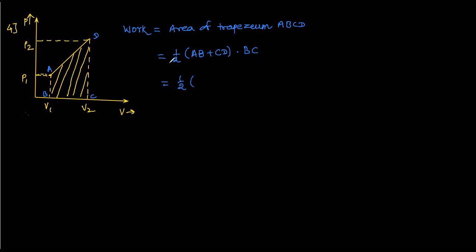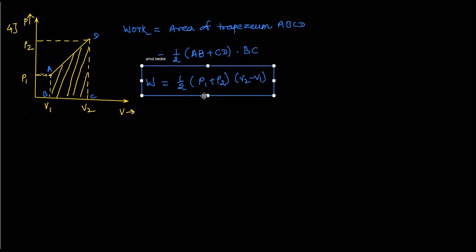Half into AB. AB is what? P1, and CD is what? P2. So I can write P1 plus P2, and this one BC is what here? P2 minus P1, and therefore work done is what in this case? This one. Got it? So this is what your work done in this case. Clear? Next one.